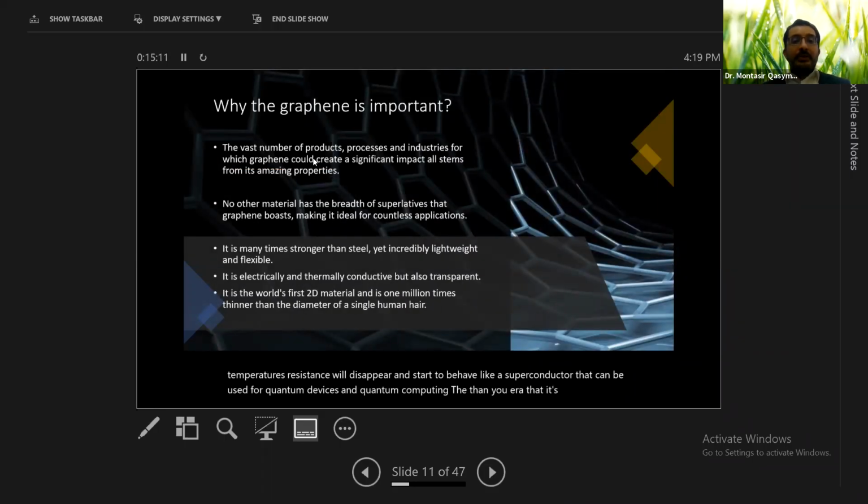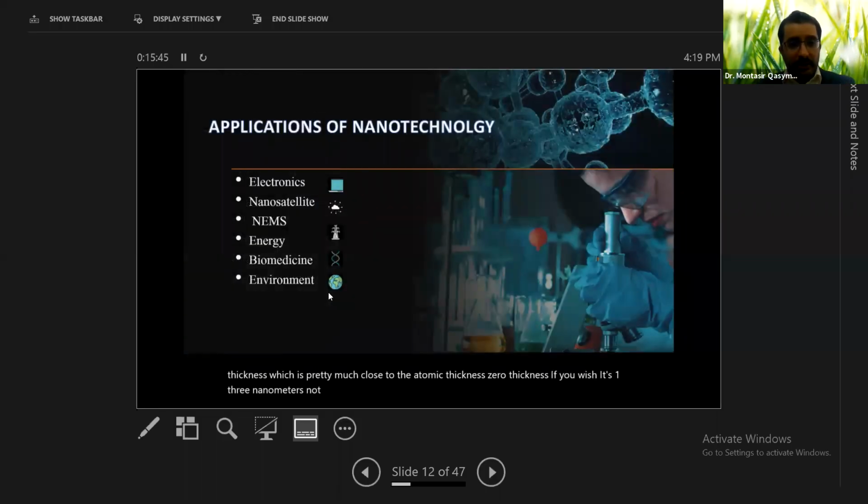Graphene has vast productivity in different applications: chemical, mechanical, civil, electrical, medicine, you name it. And it always proved to be a unique material serving these themes. What they want to say here is that it is the world's first two-dimensional material. What do you mean by two-dimensional material? It's a material that has a thickness which is close to atomic thickness, so zero thickness if you wish. It's 0.3 nanometers, it's not zero, but classically it's zero.